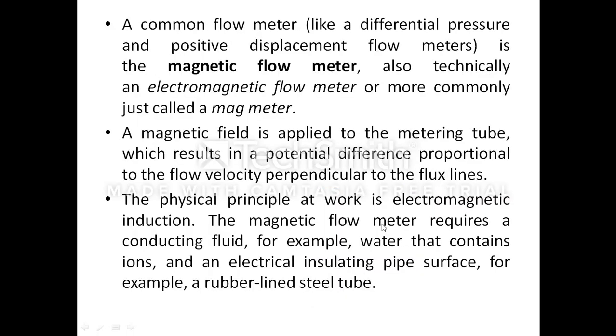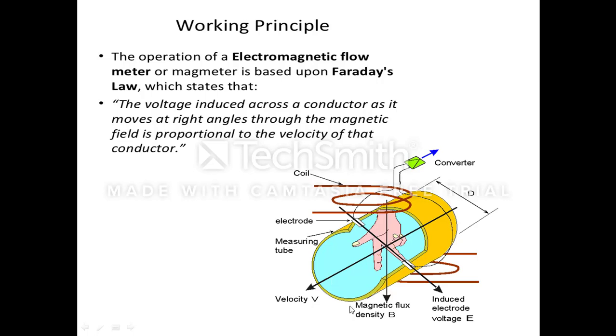Here the description we already did. The magnetic field is applied to the meter tube, which results in a potential difference proportional to the flow velocity, perpendicular to the flow line. The physical principle at work is electromagnetic induction. The magnetic flow meter requires a conducting fluid, that is important. So non-conductive fluids we cannot use, and I will come back to this.